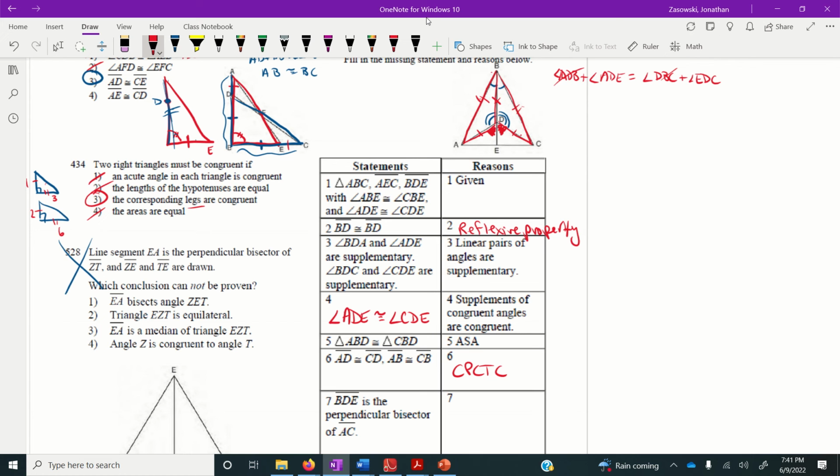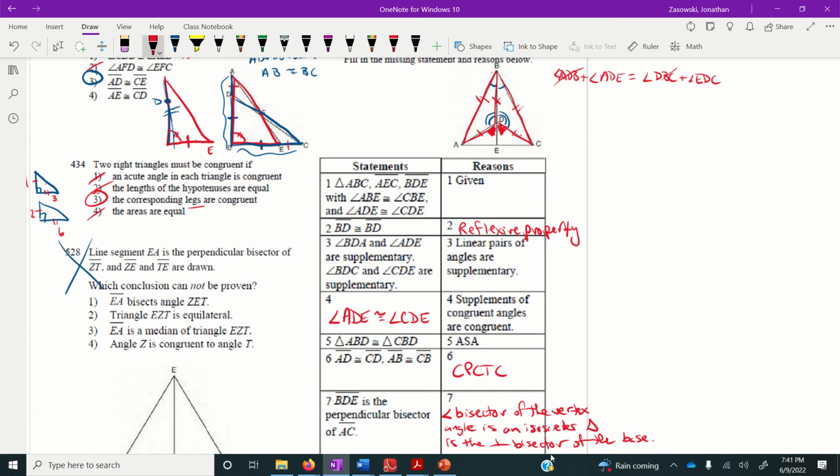So if those triangles are equal and those sides are equal, why is BDE the perpendicular bisector of line AC? And what we can essentially say is that the angle bisector of the vertex angle in an isosceles triangle is the perpendicular bisector of the base. And that would be enough.